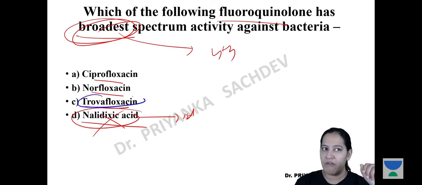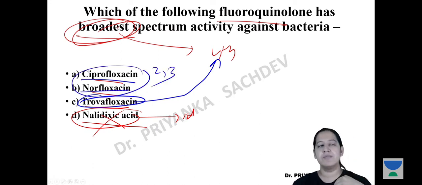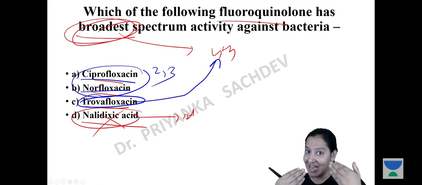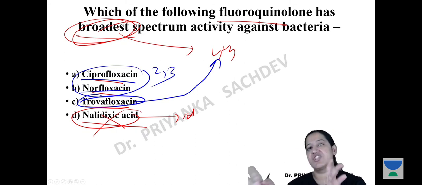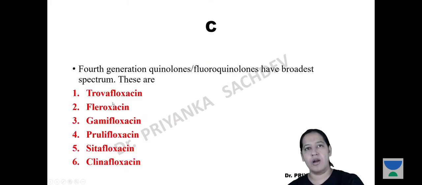So it is trovaflox, I guess. It should be trovaflox, which is from fourth generation, because cipro and nor are from the second or third generation. I have to check. So I don't know the exact classification, but from the options I can make it out for which drug is from which generation. So that is how you have to do. So correct answer here is C. Yes, you all are right.